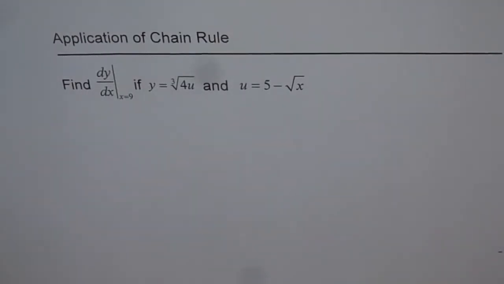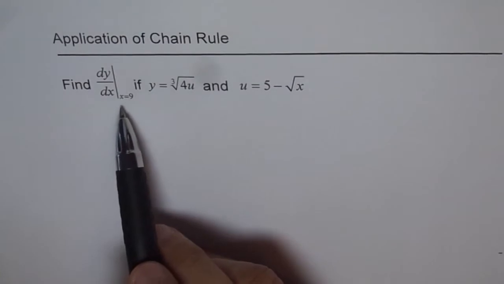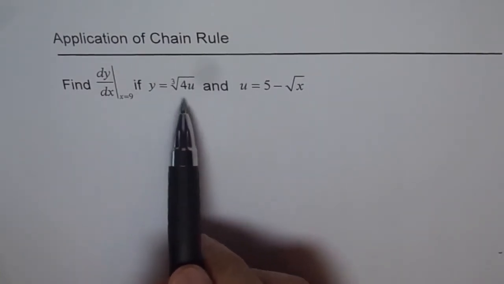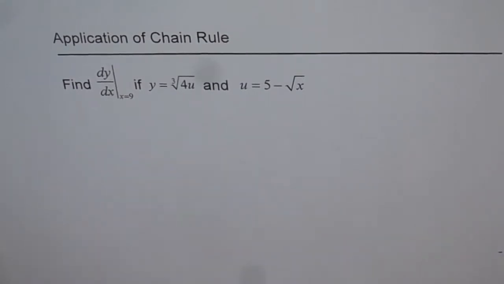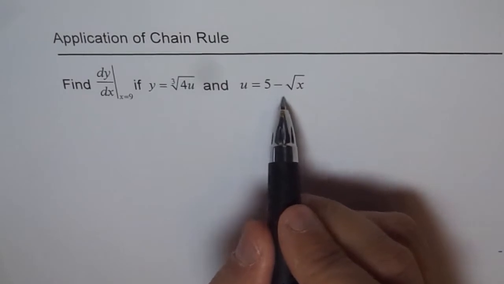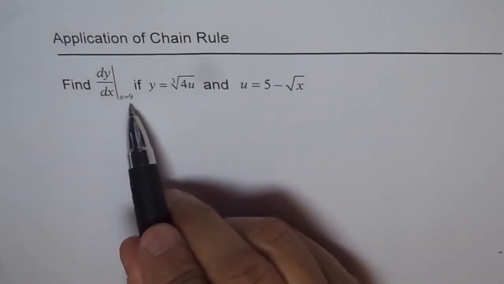Let's understand how to apply chain rule and evaluate derivative at a given point. Here we need to evaluate dy/dx at x equals 9, and we are given two functions: y as a function of u, which is the cube root of 4u, and u as a function of x, which is 5 minus square root of x. We need to evaluate dy/dx at x equals 9.